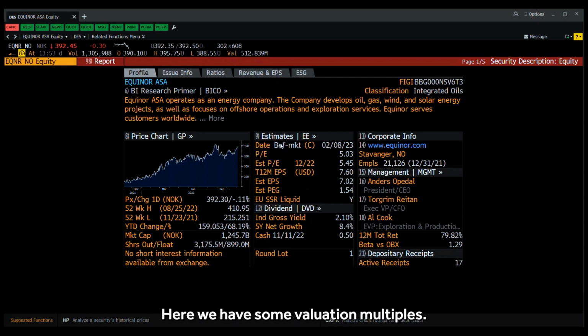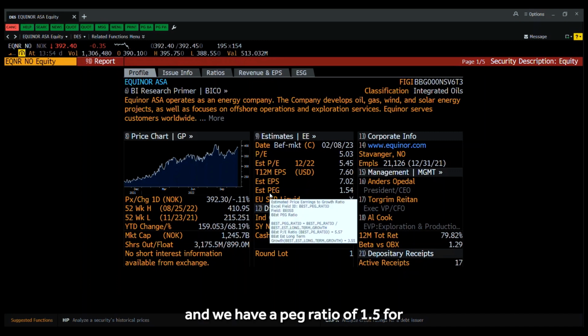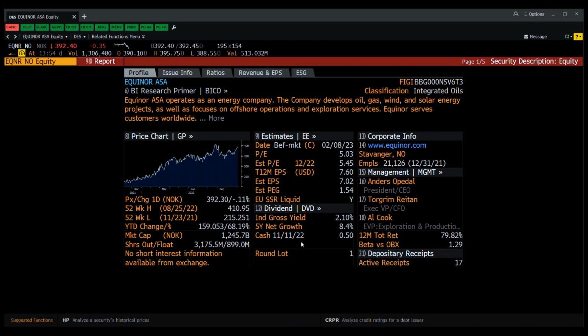In this column here, we have some valuation multiples. So Bloomberg is telling us that it calculates its price earnings ratio as being 5.03. Its estimated forward price earnings ratio is 5.45. We have an EPS figure here in US dollars of 7.6. And we have a PEG ratio of 1.54. Then down here we have some information on the dividend yield. Now, of course, in a professional environment, we wouldn't take Bloomberg's word for it. We would always go and calculate this ourselves.